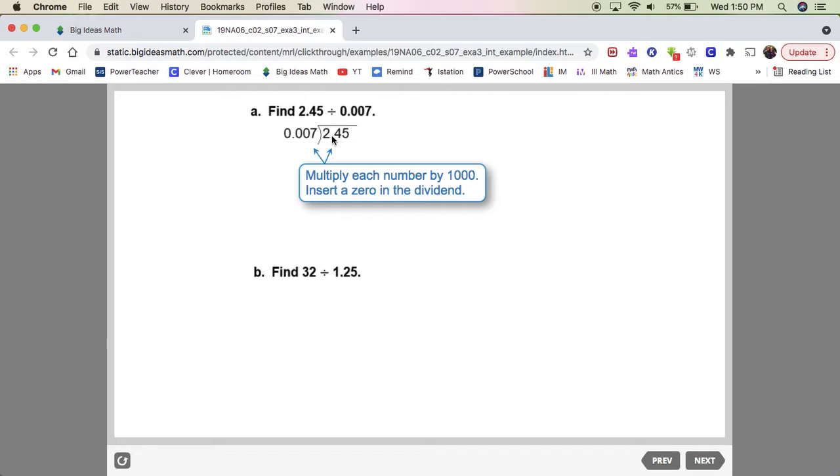Okay? So if we move this over twice, we might think, uh-oh, what do I do here? But we all know that there's an invisible 0 right there. Rewrite it. And now we have the same problem, actually, just no decimals. 2,450 divided by 7. I would go ahead and stick my decimal point right there, just in case.